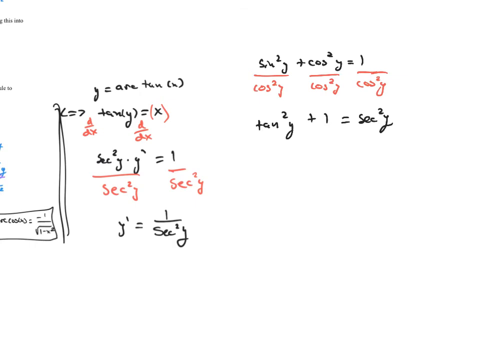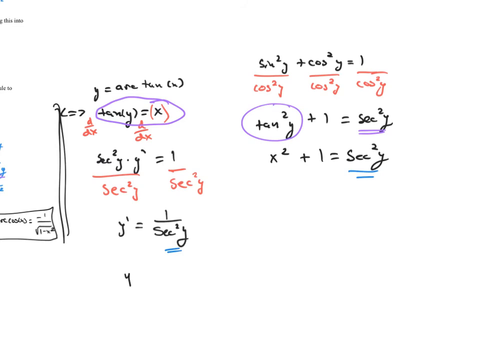And again, I need to solve for secant squared. Well, I've already done it, haven't I? Isn't secant squared of y equal to 1 plus tangent squared of y? But let's go back here. We know that tangent of y is equal to x. So tangent squared of y is really x squared. So we have x squared plus 1 would be secant squared of y. So now look, I can go back to my derivative and substitute in for secant squared of y. So this would be y prime equals 1 over x squared plus 1.